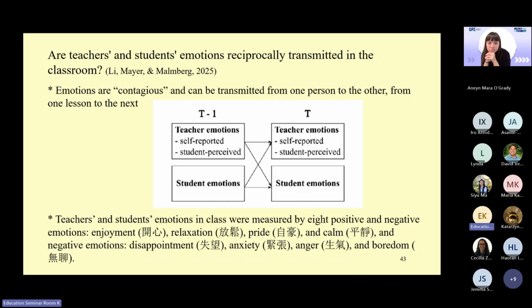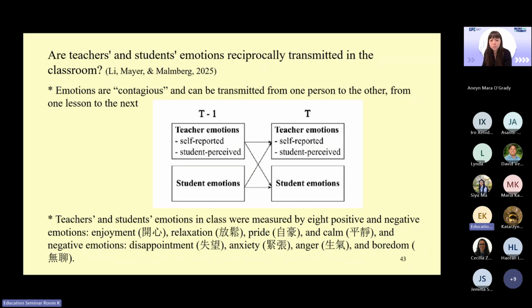And then we go on and we look at whether teachers' and students' emotions are reciprocally transmitted in the classroom. So if a teacher is happy, does that rub off on the students? And if the students are happy, does that rub off on the teacher? So which way does this work? What is hen and what is egg?